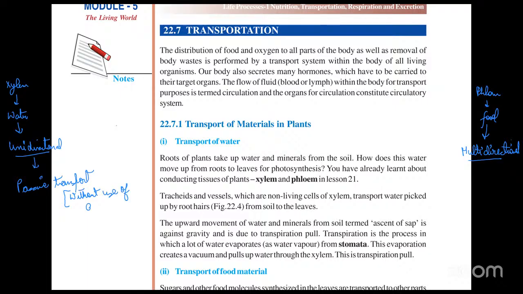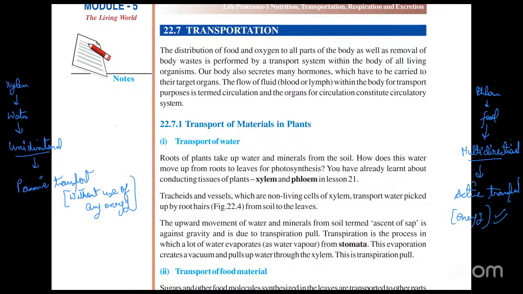Without use of any energy. It means that when xylem conducts water, there is no use of energy. But phloem does active transport, meaning transportation occurs with the help of energy. Energy is needed by the plant so that the transportation can occur.